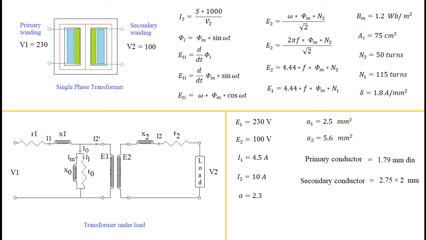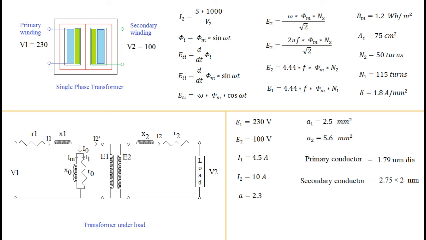Note that turns ratio A is a ratio of turns which seems to be same as specified primary and secondary voltages, but on absolute grounds it may not be the same. The turns ratio A is 2.3, and by using this value we may approximately find the value of primary current where no load current I0 is ignored. The primary current calculates to 4.35 amperes. If we assume 4 to 5% as no load current, then primary current rises to 4.5 amperes.